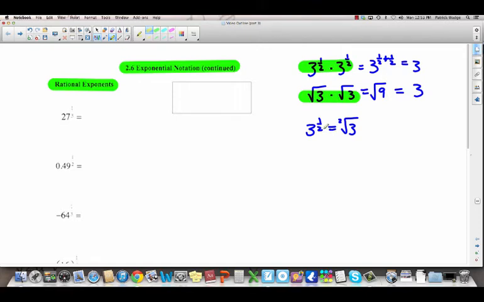Basically, whenever you have a fractional exponent, you're going to have a radical sign, and whatever the number is in the denominator, that is now going to be the index in the radical. It's always going to be like that.